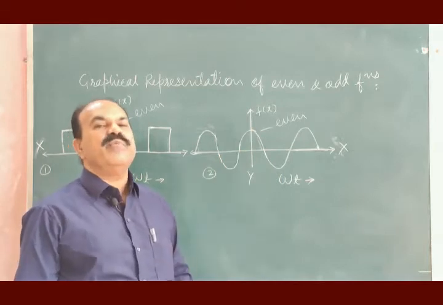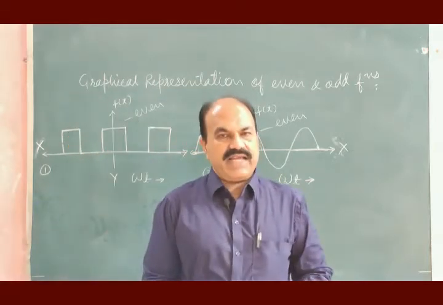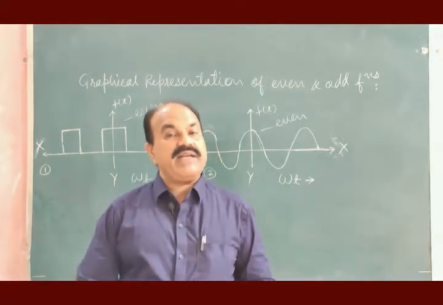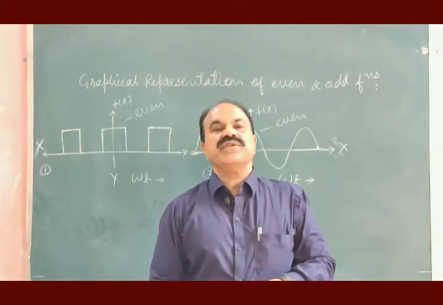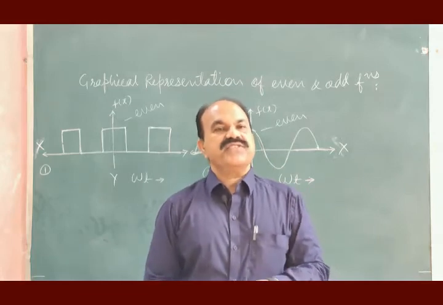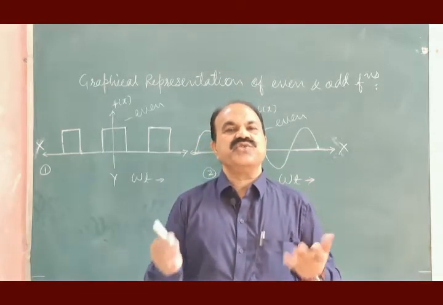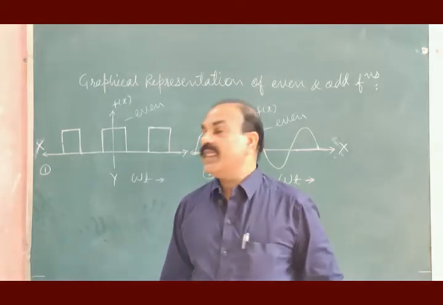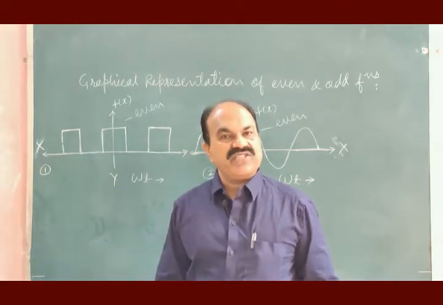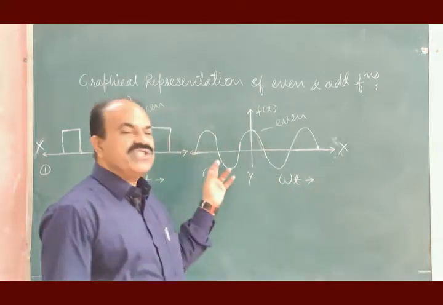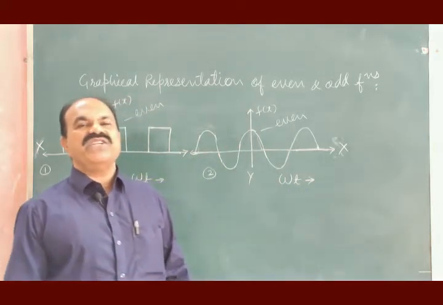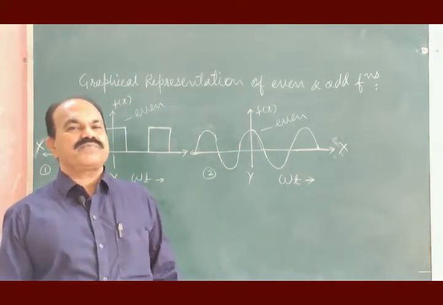Variation of function f of x in first figure as well as in second figure is symmetric about the y-axis. And the waveforms or the function which is symmetric about the y-axis is known as even function. So this is graphical representation of even function. This is also graphical representation of even function.